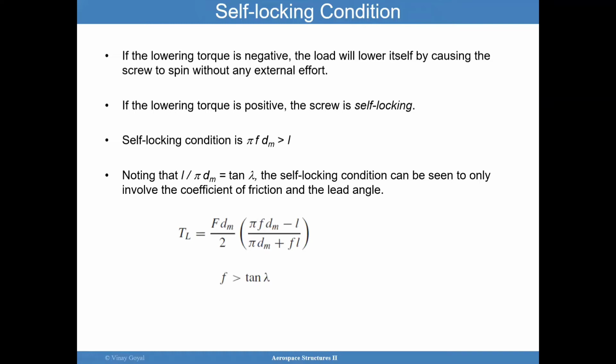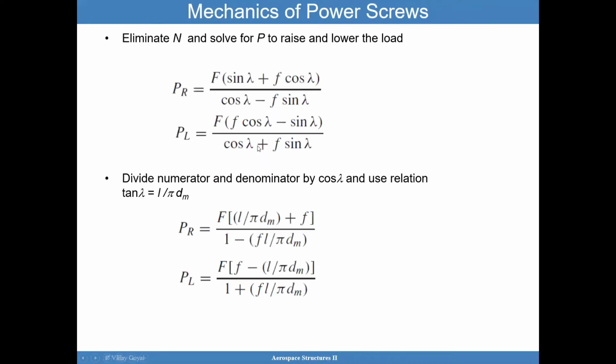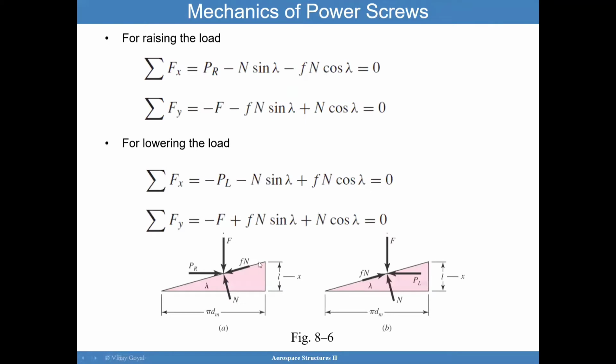If the lowering torque is negative, the load will lower itself by causing the screw to spin without any external effort, and I think that's quite obvious. If the lowering torque is positive, then we have a self-locking condition. The self-locking condition can be guaranteed using this formula, pi f dm greater than 1, where f is the frictional coefficient. This is what was discussed here, the frictional coefficient f.